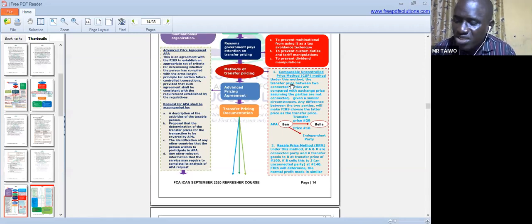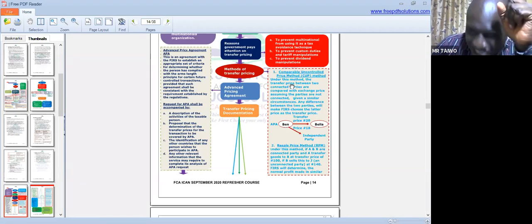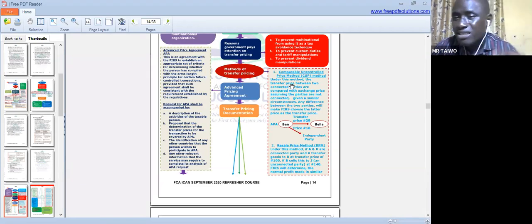The tax authority will now disregard your 100 naira, the one you transfer between your parties, between the divisions in the organization. They will now substitute it with 80 naira, which happens to be the price between independent parties. That's the method of transferring in which the tax authority will disregard the transfer price between the connected parties and replace it with the transfer price between unconnected parties.